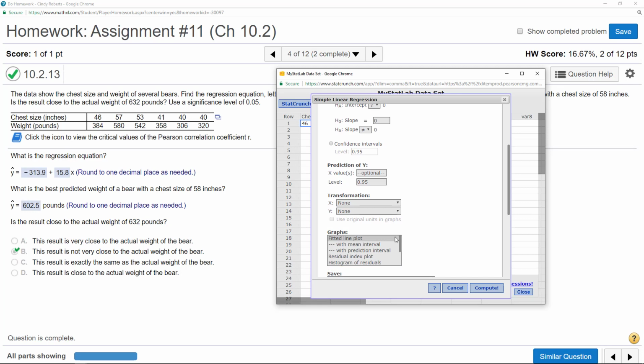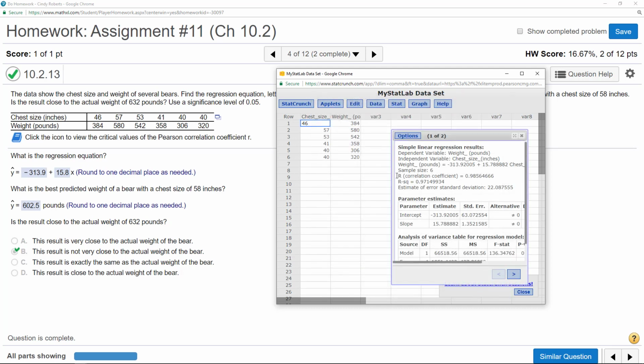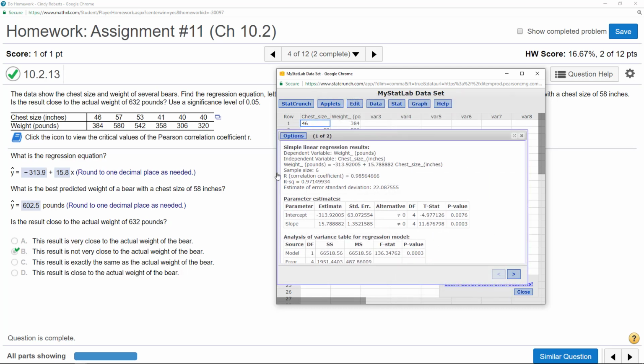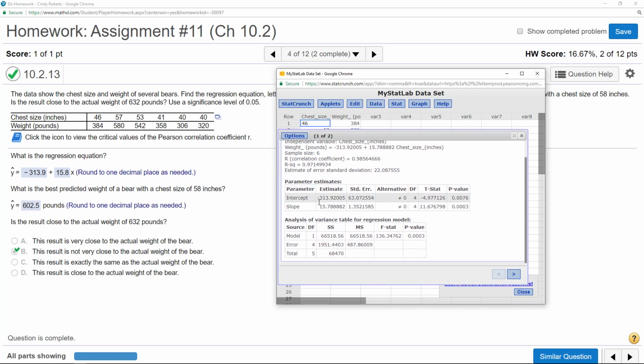So just, if you wanted to actually see a graph, you could click on things down here, but I don't care, I just need this information. So I click Compute. And you're going to see here that the negative 313.9, that's the intercept right there. And then the 15.8, which is the slope, which is right there. All right. And so that's how we got this value.